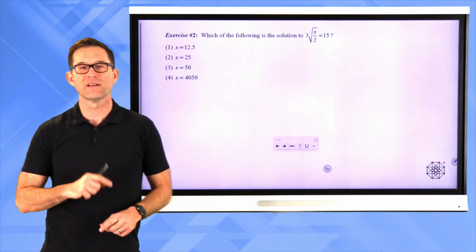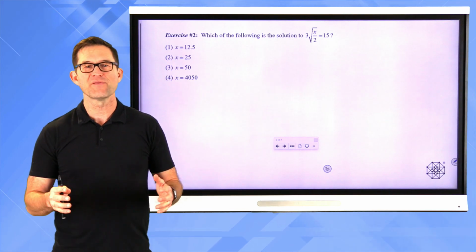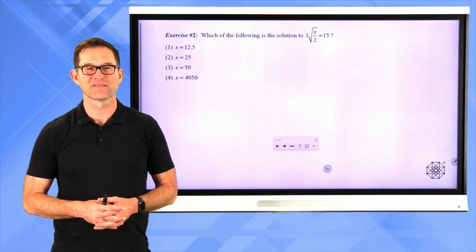Here we go. Exercise number 2. Which of the following is the solution to 3 times the square root of x divided by 2 equals 15? Awesome. Well, pause the video now and see if you can figure out what the correct solution is.